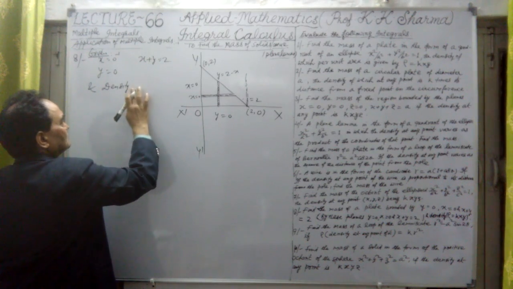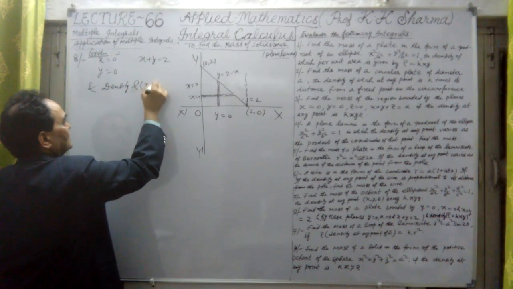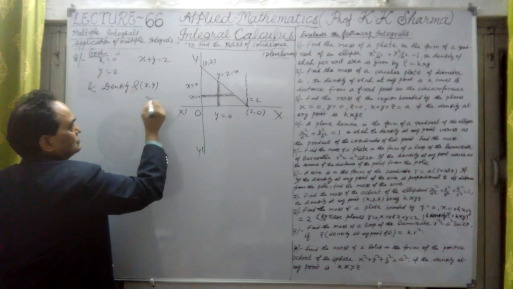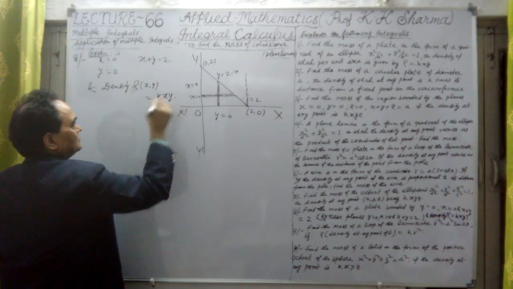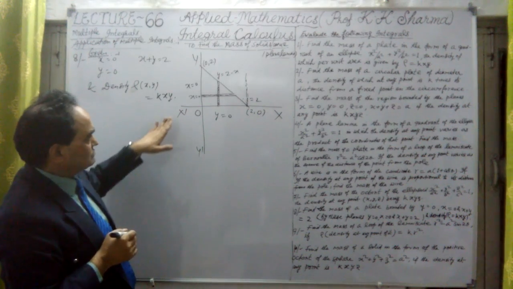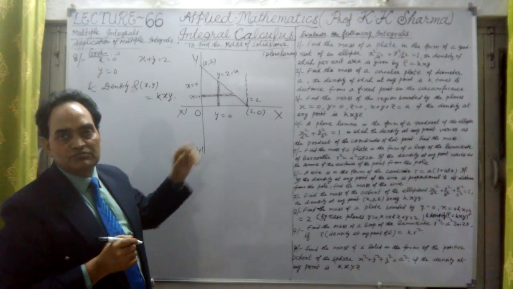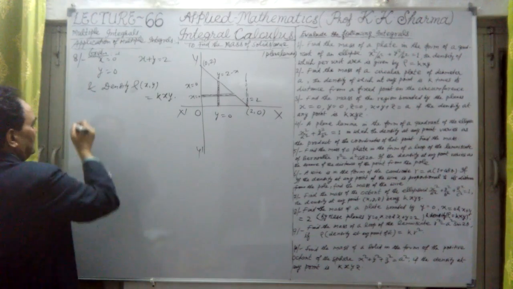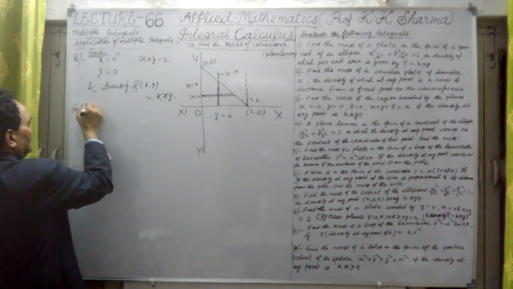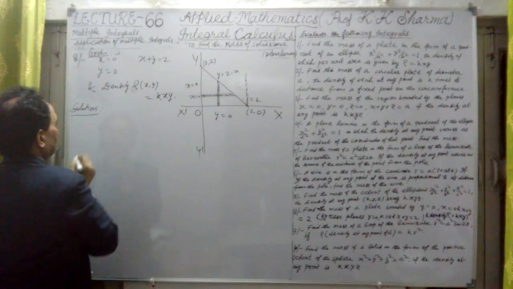Density rho at (x, y) points is equal to k into x into y. This is also given to us. Density is given to us. Now we have to find out the mass. I defined what is the mass of a two-dimensional figure or plane lamina.